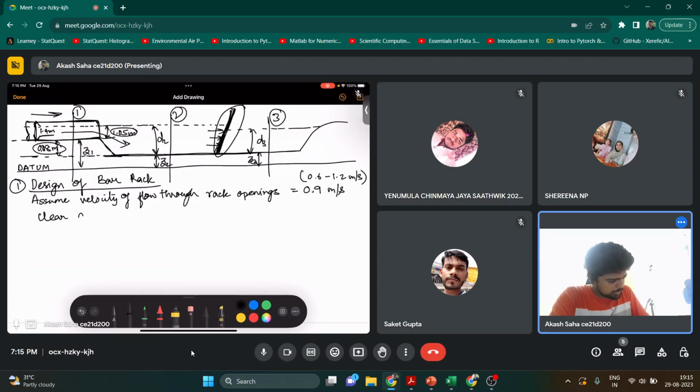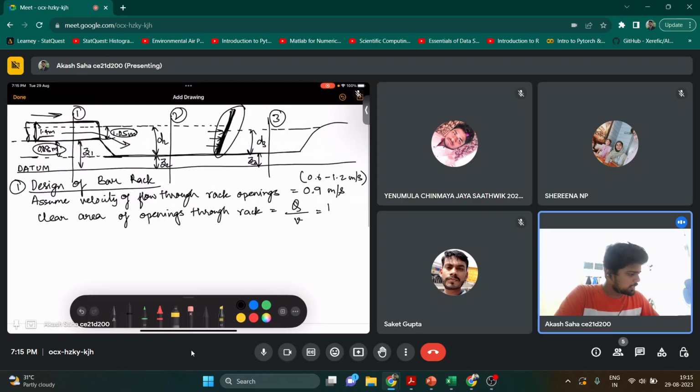So what will be my clear area of openings through rack? It will be equal to the discharge divided by the velocity. So my discharge is given as 1.736 and velocity I have taken it as 0.9. So my area will be 1.929 meter square. So this is my clear area through the rack. Okay. So this will be my clear area through the rack.